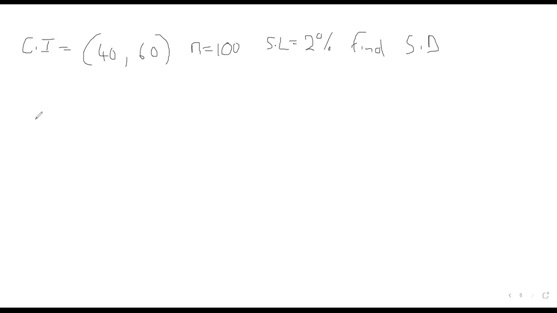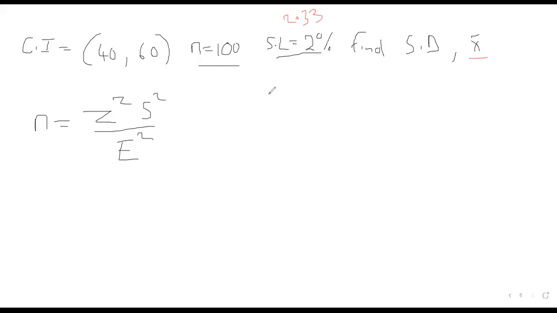So this is a 10-mark question. We know that our n is equal to z s over what? E. So we've been asked to find the standard deviation. To start with, we have our sample size, which is 100. Our z here, can somebody tell us what is the z at 2%? 2.33, correct.